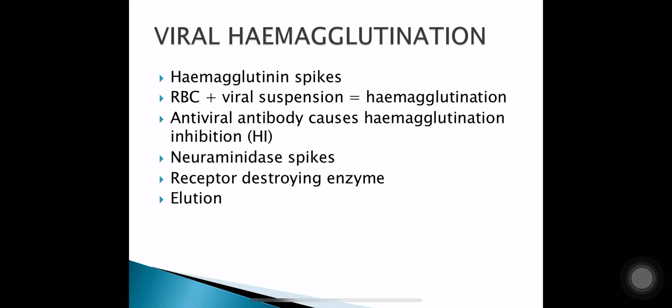So we can use this property of viral hemagglutination for diagnosis, for identification of various viruses and for their titration. Now, as the RBCs are agglutinated by the hemagglutination spikes, the process of hemagglutination can be reversed by another spike, which is known as neuraminidase spike. Neuraminidase spike is also present on the surface of influenza virus, and it is called receptor destroying enzyme because it will destroy the receptor, which leads to formation of hemagglutination. And this process of reversal of hemagglutination by the neuraminidase spike is known as elution.